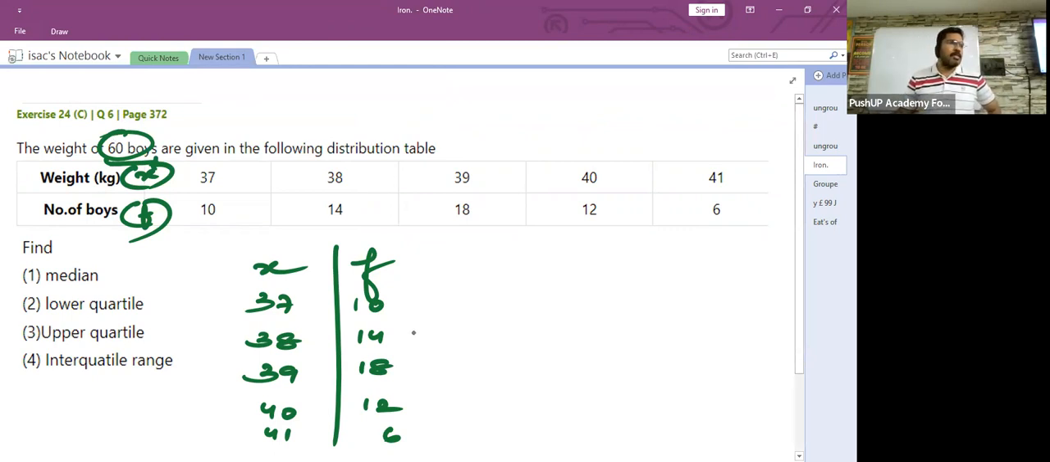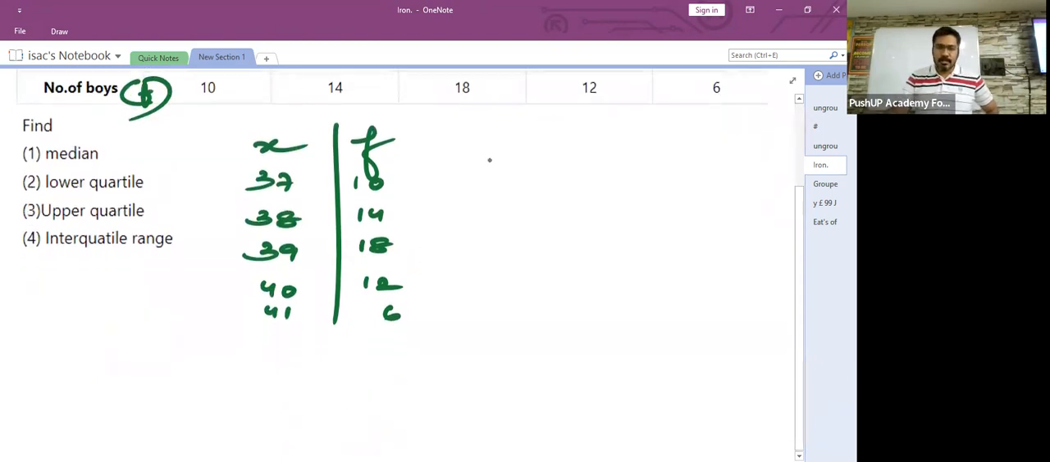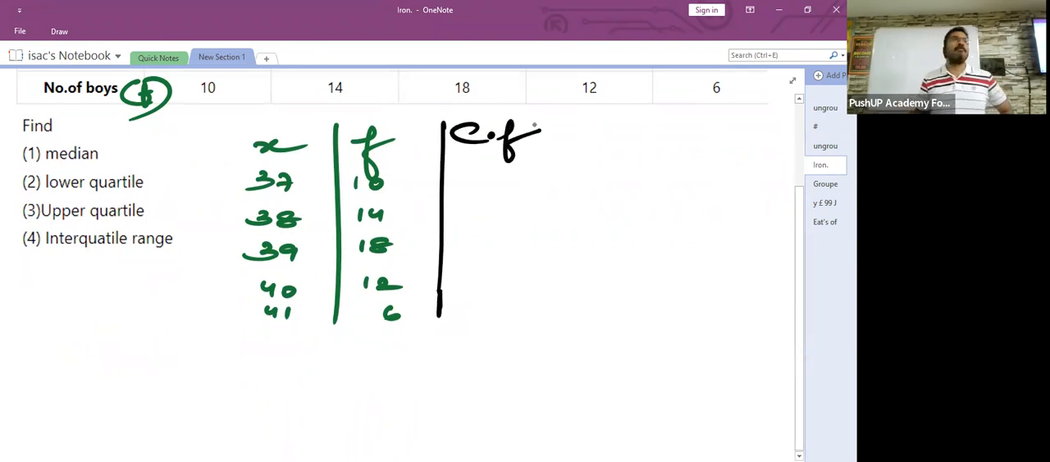Children, they are asking us to find the median value. Before that, we have to create the column of cumulative frequency, isn't it? That's the first thing we have to do for tabulated data. Let's do it. 10 plus 14 is what? 24. 24 plus 18 is 42. 42 plus 12 is 54. 54 plus 6 is 60.